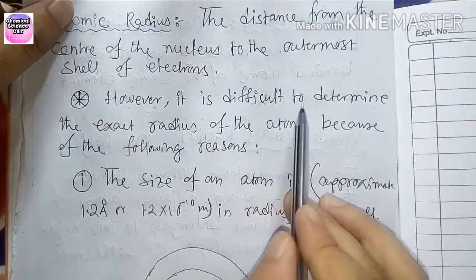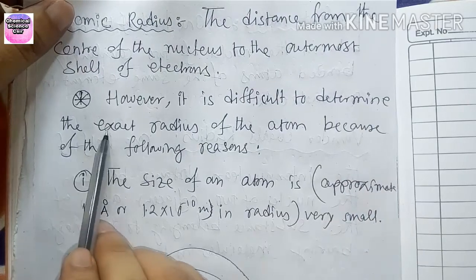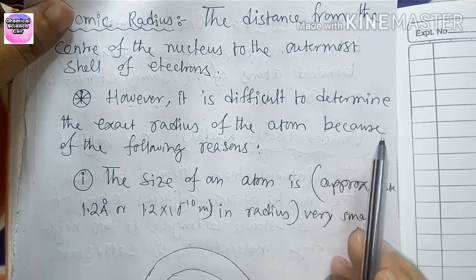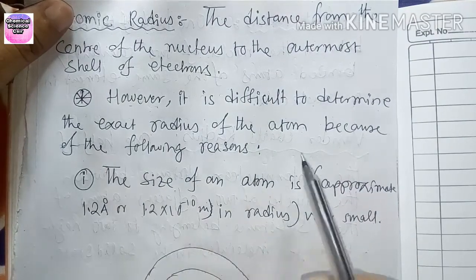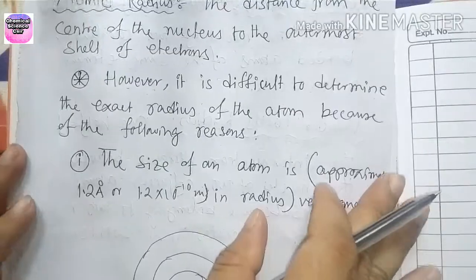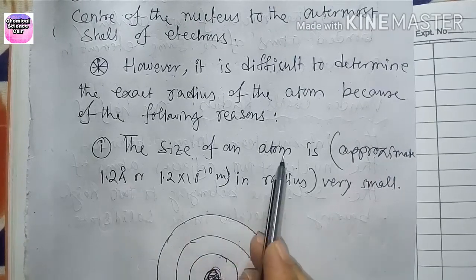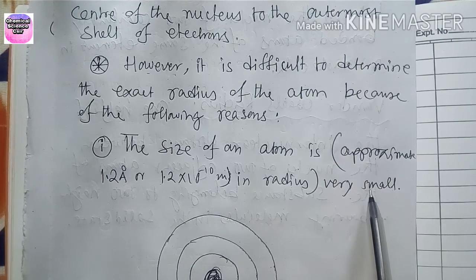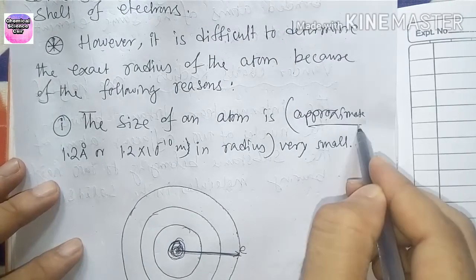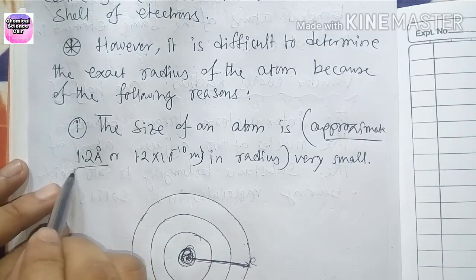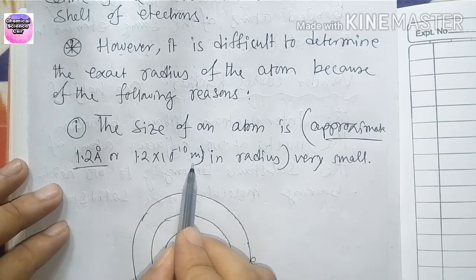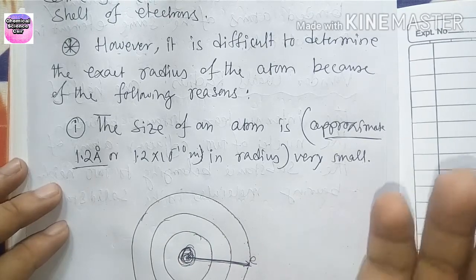However, it is difficult to determine the exact radius of an atom because of the following reasons. There are many reasons; now I will discuss some. The first reason is that the size of an atom is very small, approximately 1.2 angstrom, or 1.2 times 10 to the power minus 10 meter, in radius.